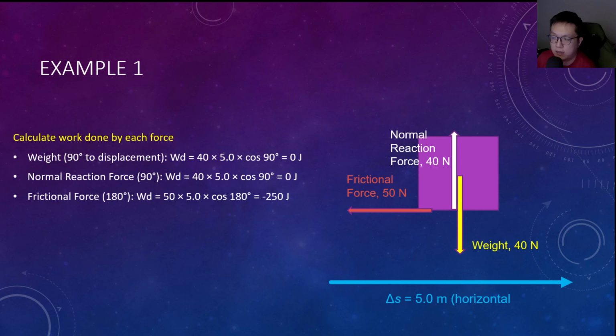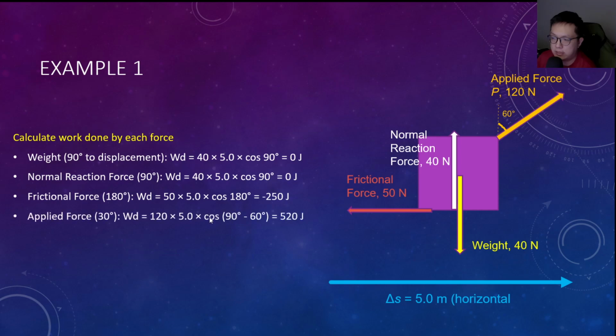Next, you have your applied force of 120 newtons, but this is at an angle of 60 degrees. If I apply this correctly, why is it cosine of 90 minus 60? Because I want the angle between this horizontal line and my applied force. So this will be 90 minus 60 degrees.